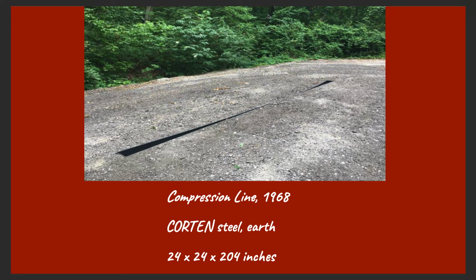This is a sculptural installation called Compression Line, 1968. So this is Core 10 steel and earth. And what Core 10 steel is, it's a construction grade steel that rusts, and when it rusts, it protects the surface of the metal. So when you're looking at buildings going up and the metal is all rusty, don't be alarmed. That is Core 10 steel, and that's what it's supposed to do.